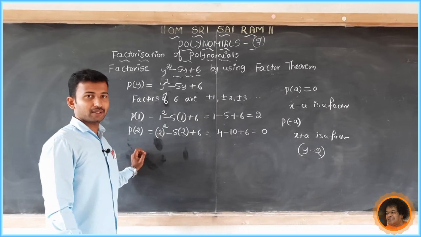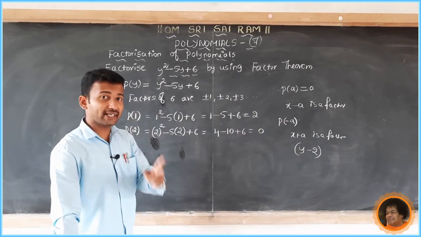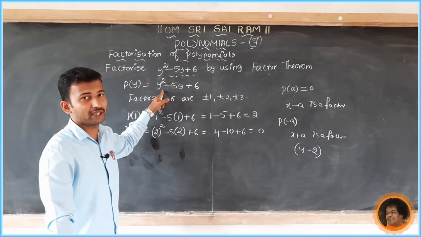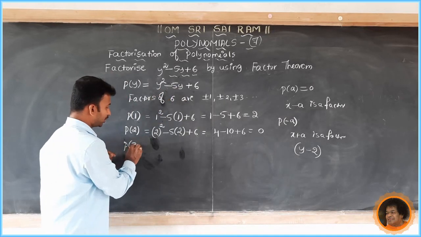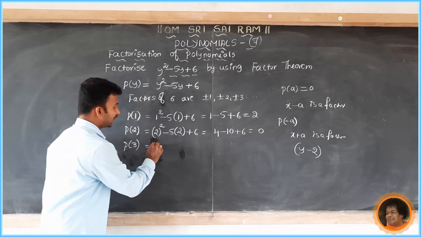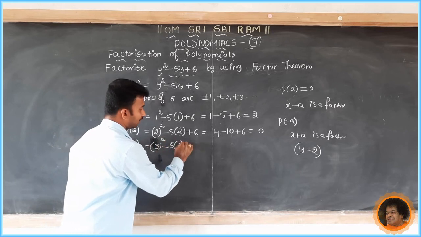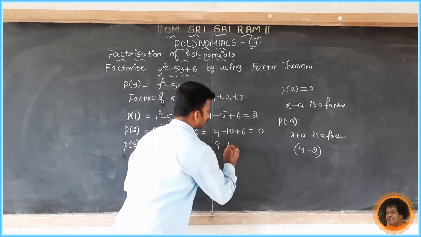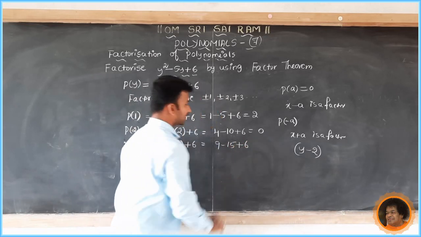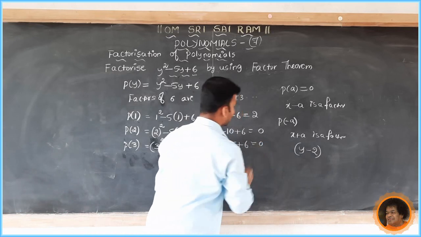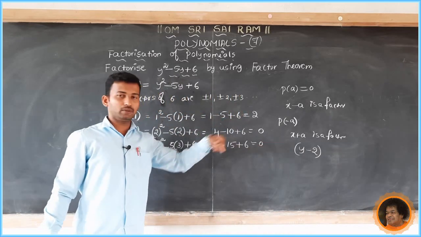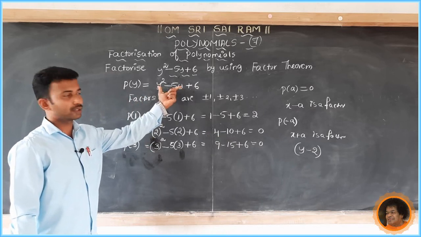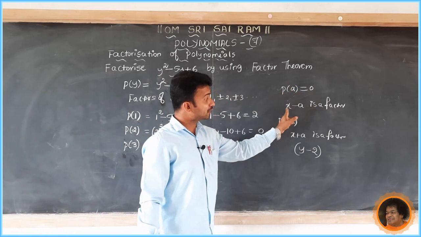We need one more because there are two roots, or two factors, because y square minus 5y plus 6 is a quadratic polynomial. We need to find one more factor by substituting p of 3. P of 3 is equal to 3 square minus 5 into 3 plus 6. Simplify. 3 square is equal to 9 minus 15 plus 6. What is the sum? Answer is 0. P of a is equal to 0. So we can say y minus 3 is a factor of the polynomial. See, p of a is equal to 0, x minus a is a factor.